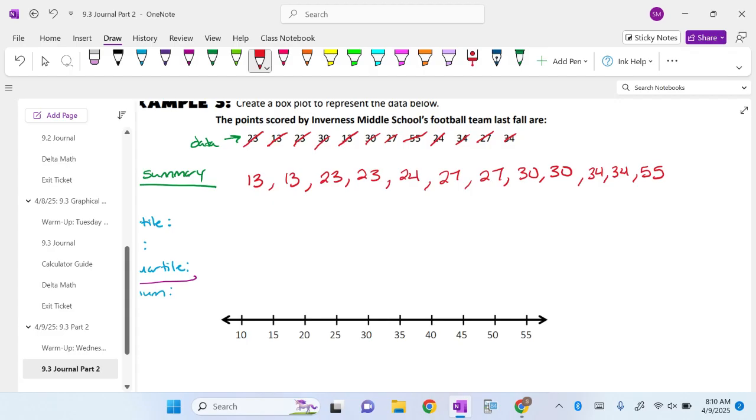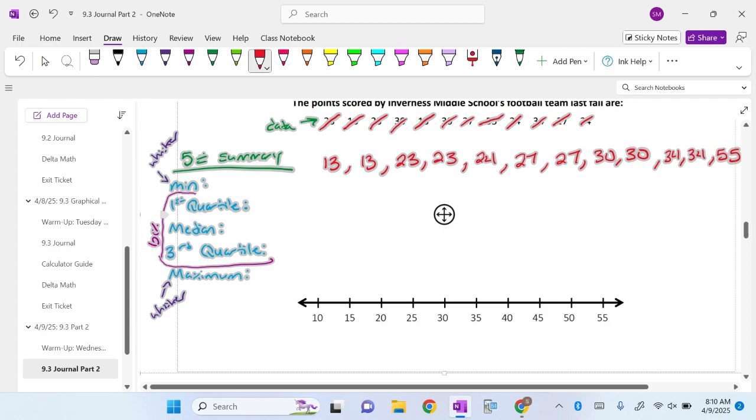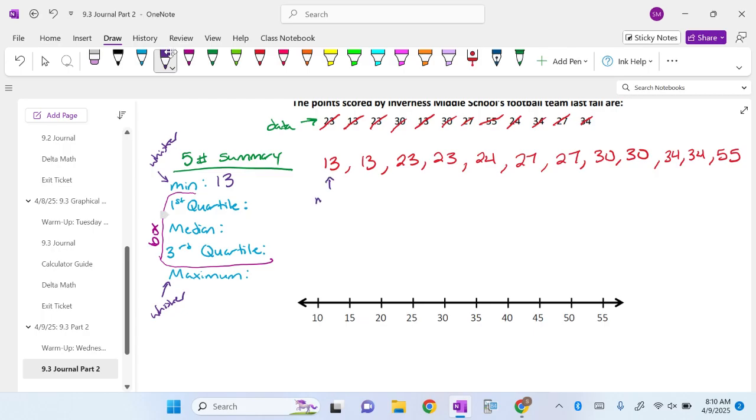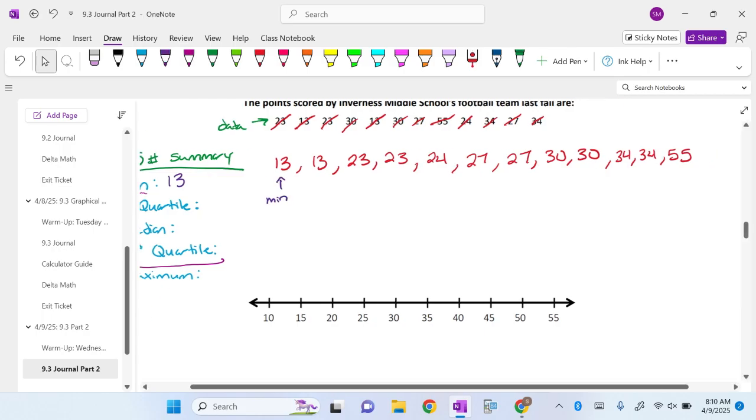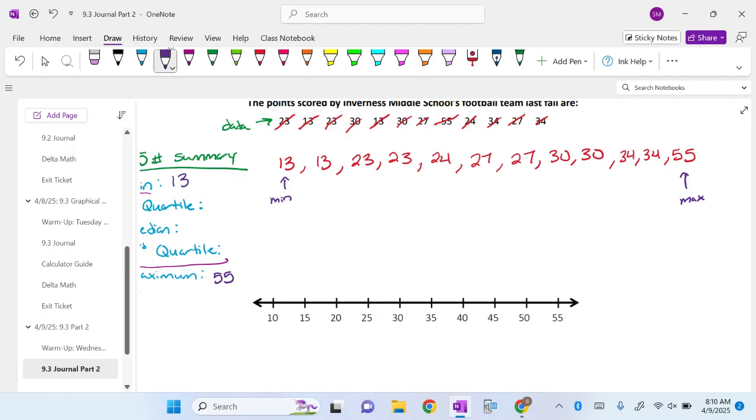So, what number is my minimum? 13. So 13 is my minimum. So 13 is your min. What's my max? 55. Now, median. Take a minute, find the median. What would it be?